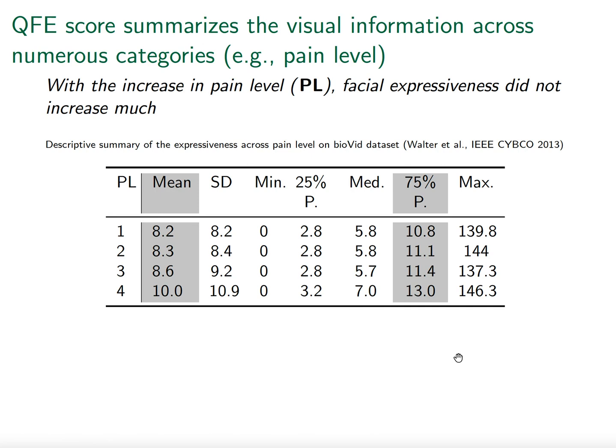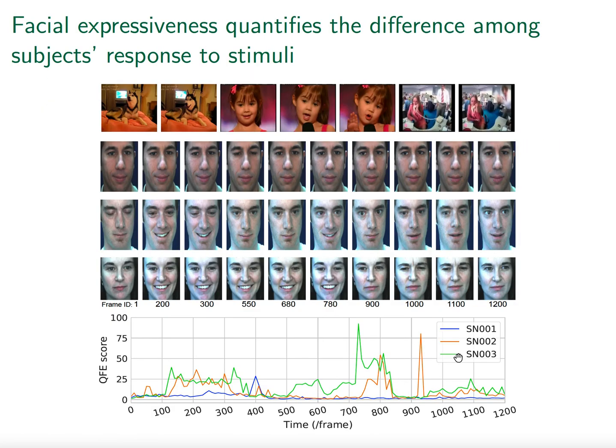For example, here we summarize the BioVid pain dataset across pain level using the expressiveness score. Here is another example behavior analytics task in which we quantify the differences between subjects using the proposed algorithm.